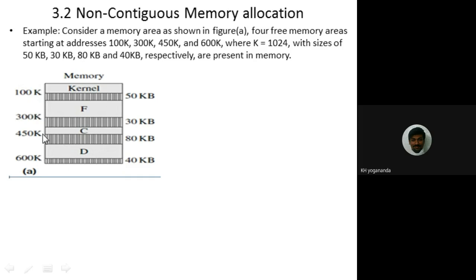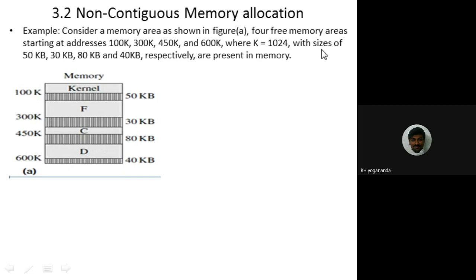House number 1, house number 2, house number 3, like that, same thing. This free memory area has address 100k. We have not yet mentioned the sizes. Let us look into the example to know the sizes.